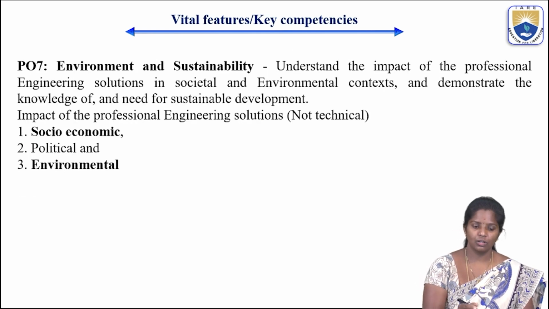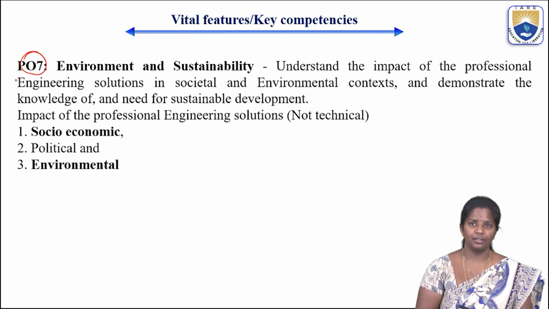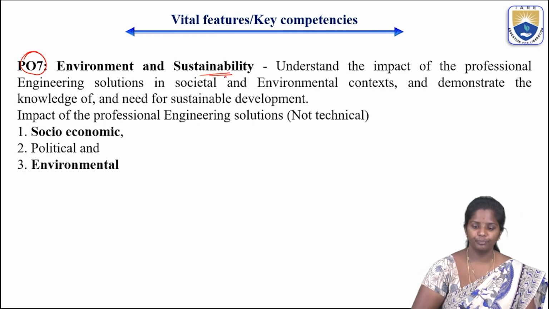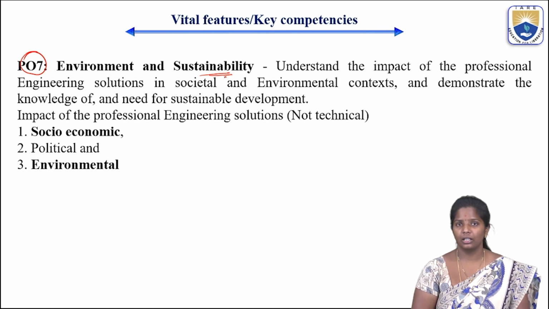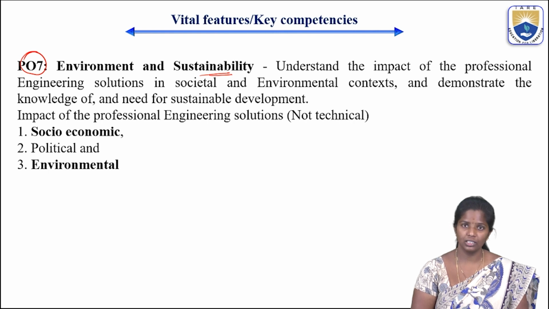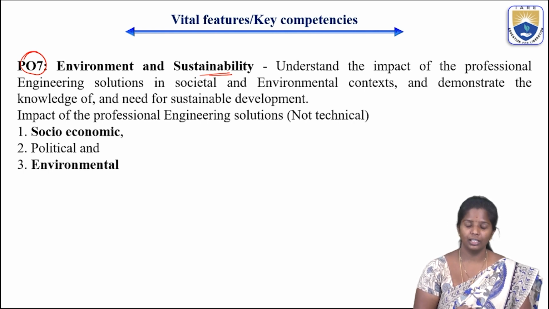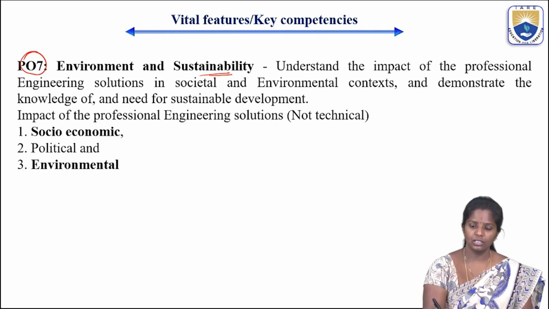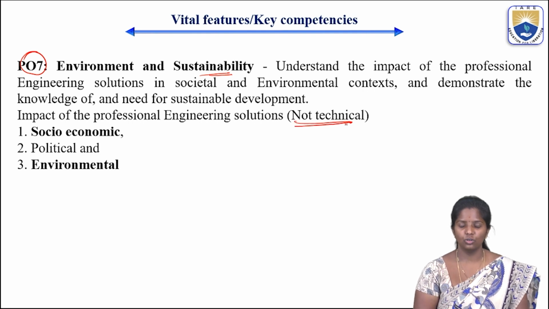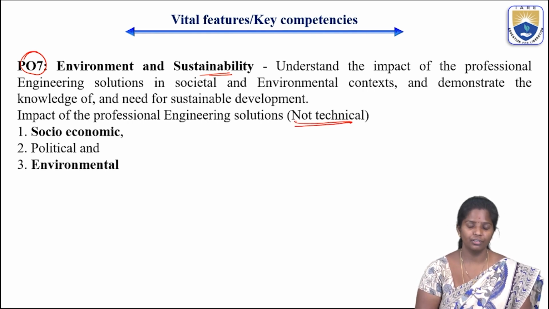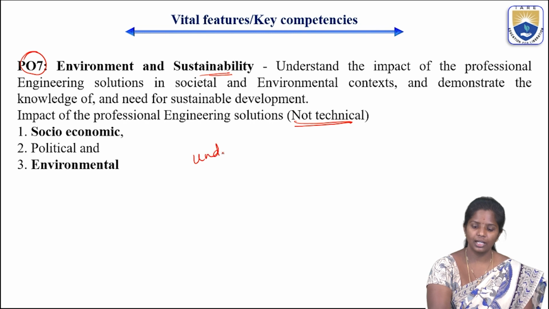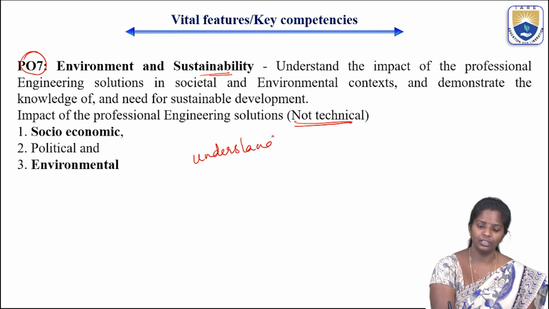PO7 is also very important, as said before: environment and sustainability. As we see, there are a lot of industries polluting the environment. So it is very important for any engineer, for a startup, to understand the environmental effects. This is something like non-technical, however they should have knowledge of it. So it comes under the understanding level of Bloom's taxonomy.